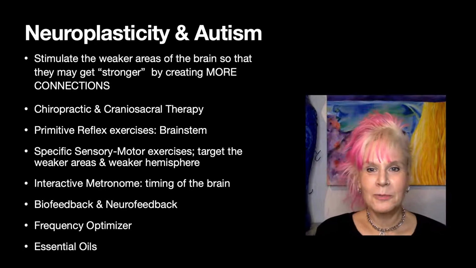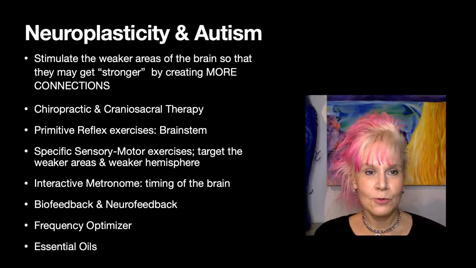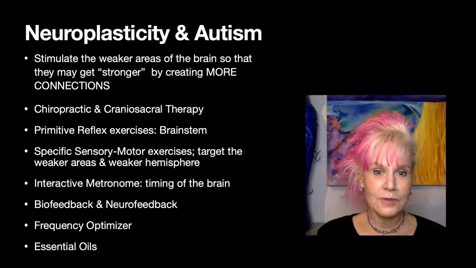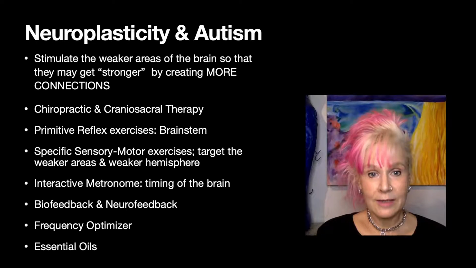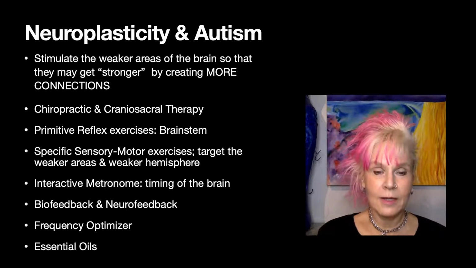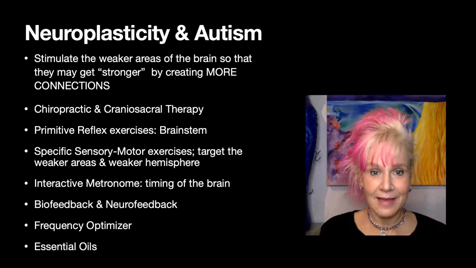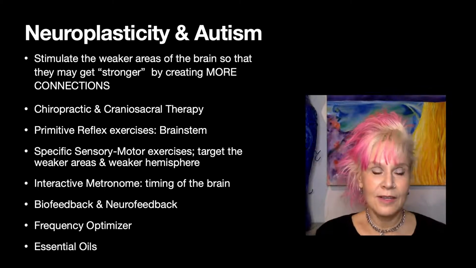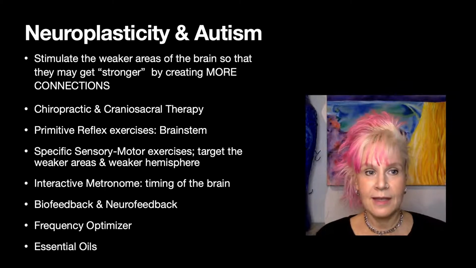So let's talk a little bit more about how this applies to autism. Again, we want to stimulate the weaker areas of the brain so that they can get, quote unquote, stronger by creating more connections. That's really what it's about. We want the brain to connect. So I've listed just a couple of things here that I use in my practice to help with this aspect.